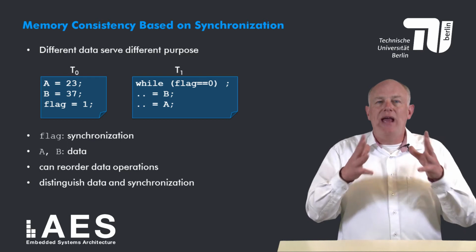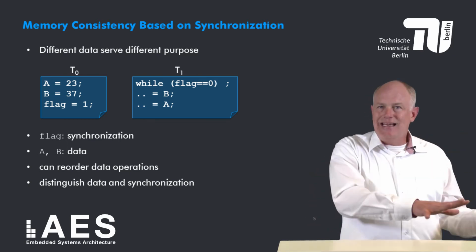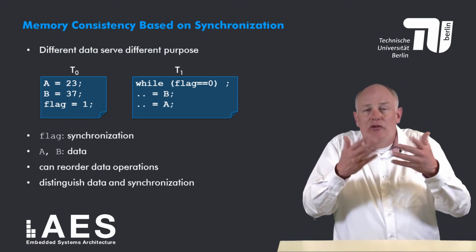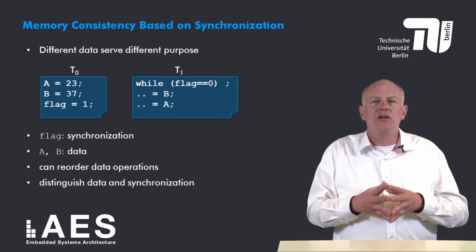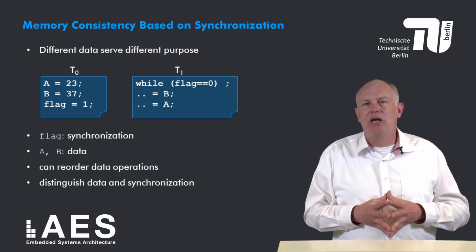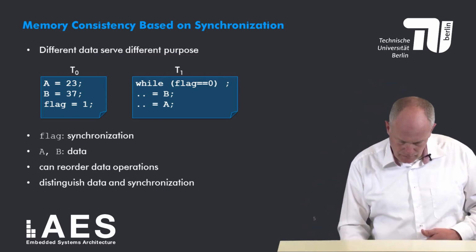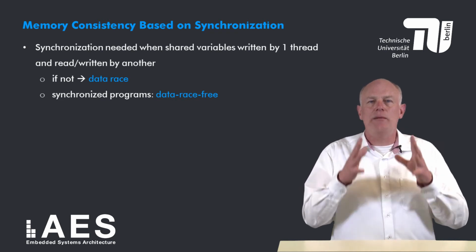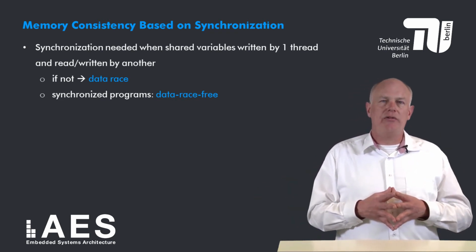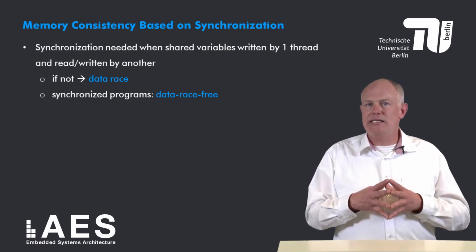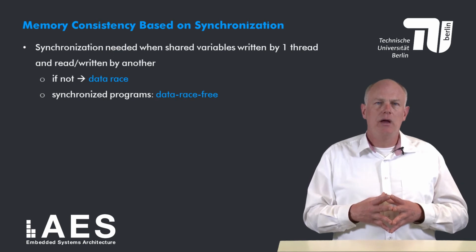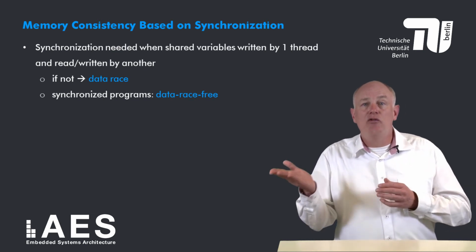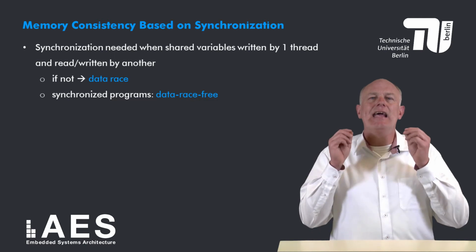Memory consistency models based on this observation need to distinguish between data accesses and synchronization operations. Hardware and/or software can then freely reorder data accesses, while synchronization operations must be executed in a sequentially consistent manner. In fact, synchronization is needed whenever shared variables are written by one thread and read or written by another thread, whether or not multiple copies exist and irrespective of the memory model. A situation where there is no synchronization between writing shared data in one thread and reading or writing in another thread is called a data race.